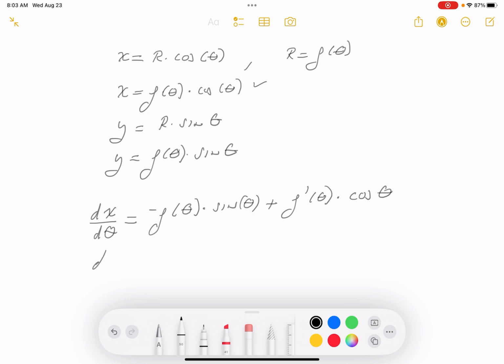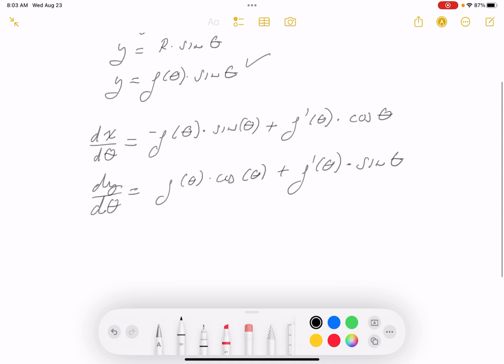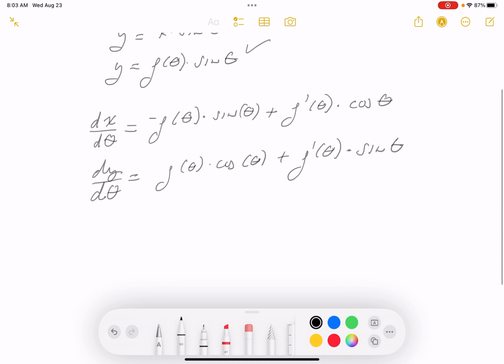I'm going to write dy/d theta now. And what do you get there? Again, we're looking at this. I'm going to say f of theta times cosine of theta. And then I'm going to write down plus f prime, using a product rule, times the sine of theta. What do I want to do? I want to find dy/dx. It'll be the ratio of these two.